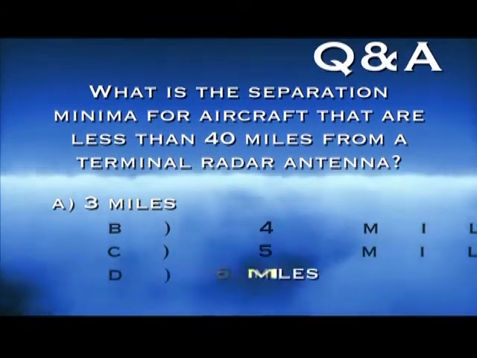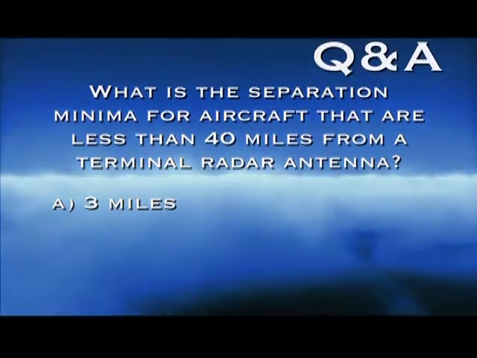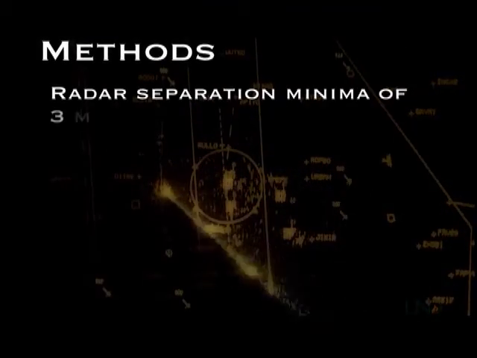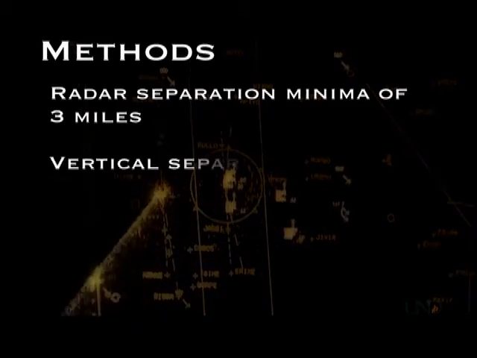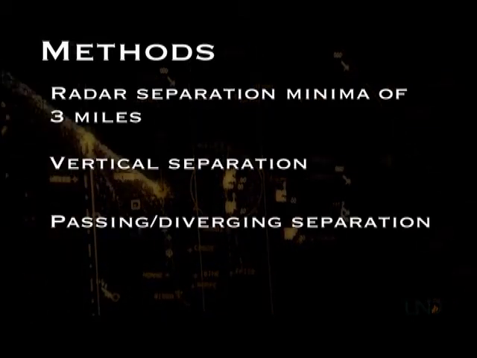The answer is A, 3 miles. There are basically 3 types of separation you can use: the radar separation minima of 3 miles, vertical separation, and passing or diverging separation.